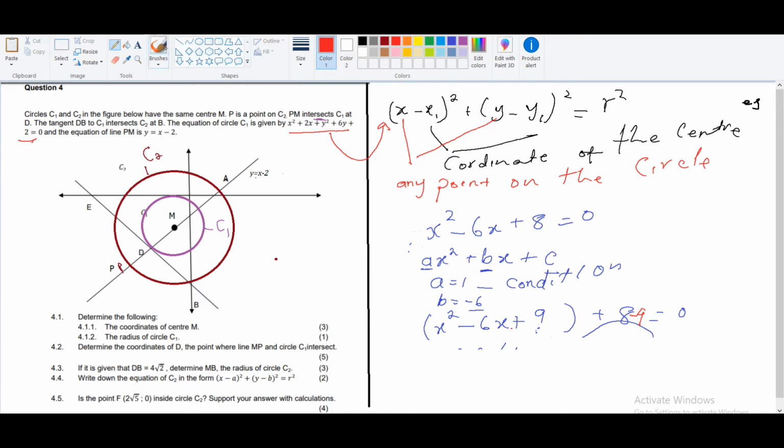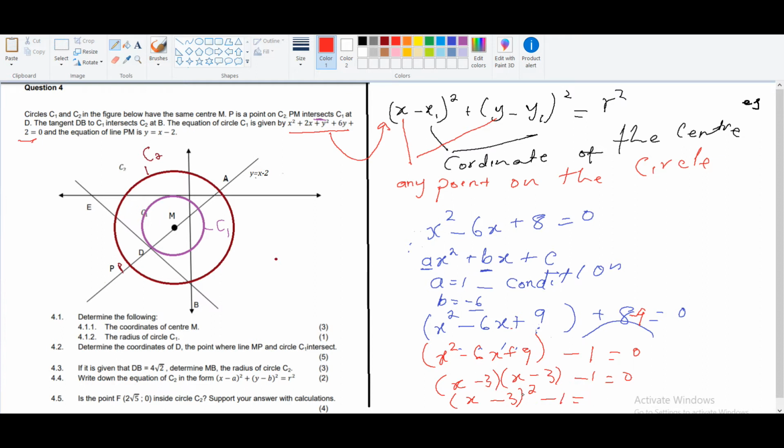So next, what do you do? You continue. Then you have what? x squared minus 6x plus 9. Then what is 8 minus 9? Put bracket. 8 minus 9 is negative 1 equals to 0. Then the next thing, you factorize this bracket. If you factorize those brackets, you get x minus 3, x minus 3, and then minus 1 equals to 0. So that means this one is x minus 3, this bracket squared, minus 1 equals to 0.